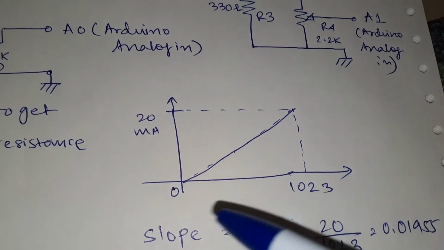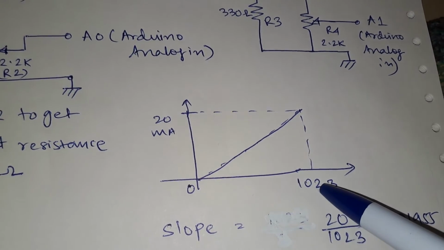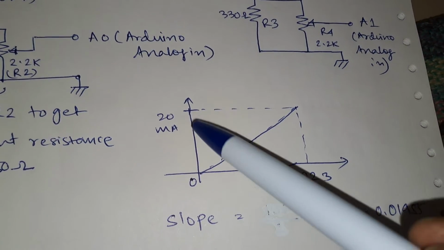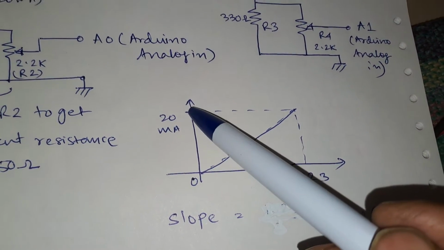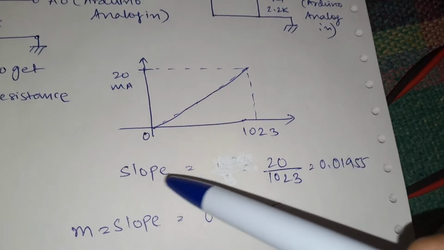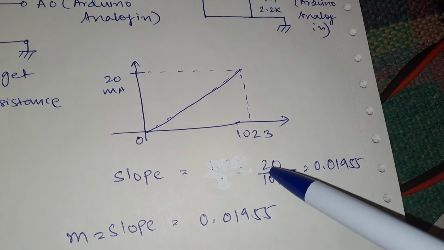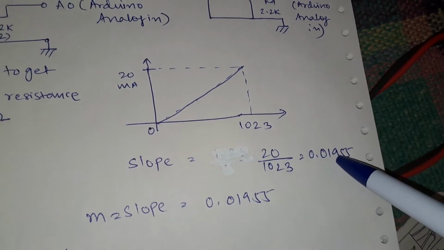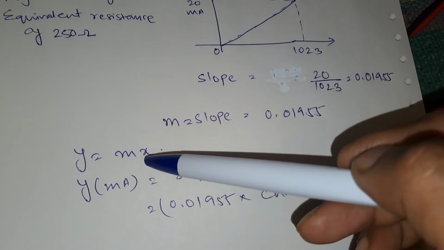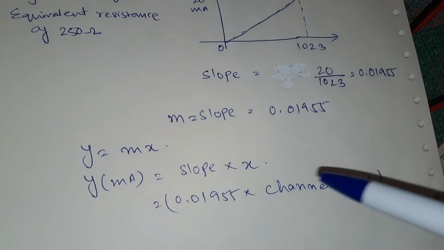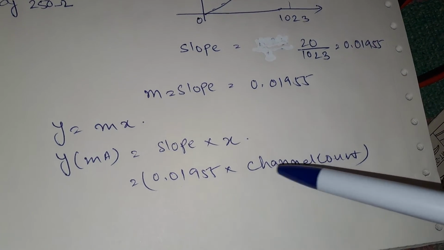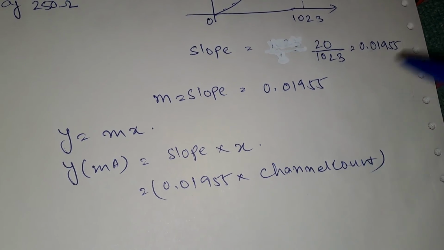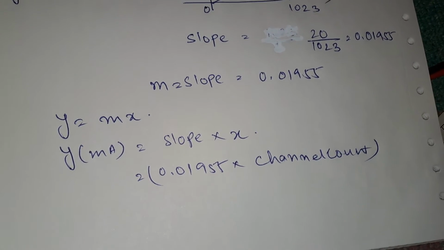Here you can see this is the linear graph. 0 to 1023 counts is the counts read by Arduino Uno, and 0 to 20 milliamps is the complete 4 to 20 milliamps scale. The slope can be calculated using this formula, 20 divided by 1023. The slope is 0.01955. I am simply using y equal to mx formula, and whatever counts I am getting, I am multiplying it with 0.01955, and this is giving me the 4 to 20 milliamps current.